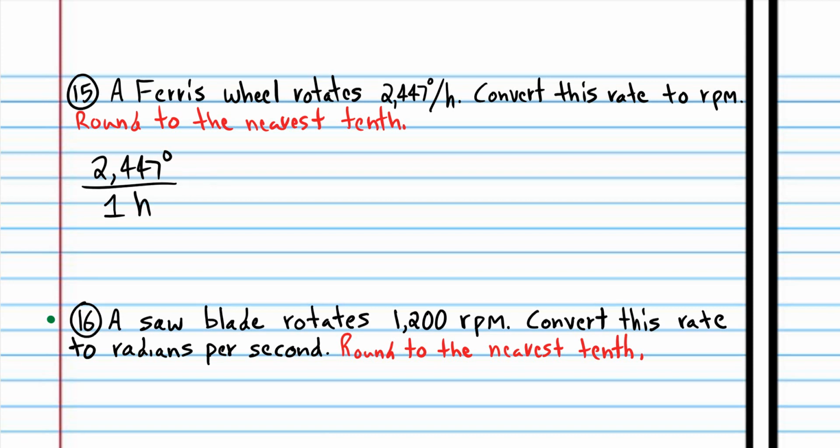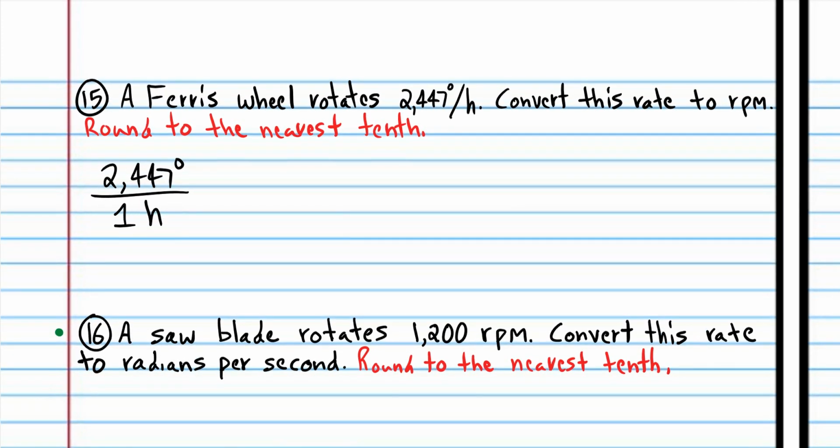So we're going to start with 2,447 degrees in 1 hour. So then we're going to convert everything separately. So let's start with degrees. There's 360 degrees in 1 revolution. Again, a revolution is a complete rotation. So we're in degrees, so we have to convert to revolutions. And then we're going to convert from hours to minutes. So there's 1 hour every 60 minutes.